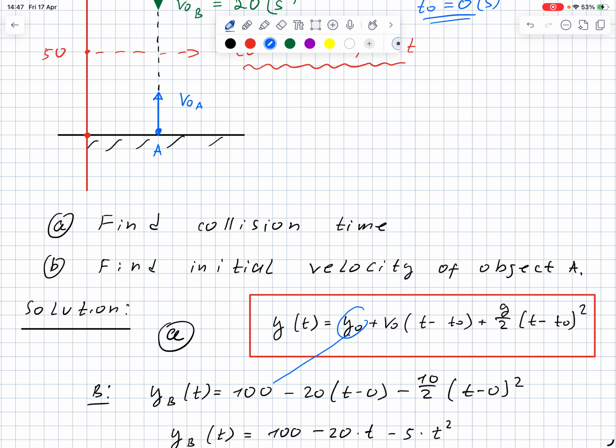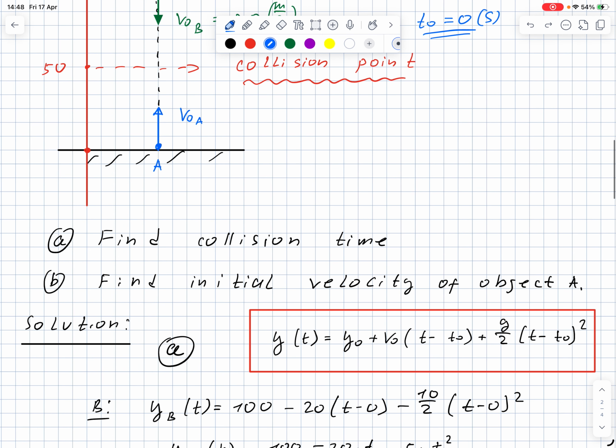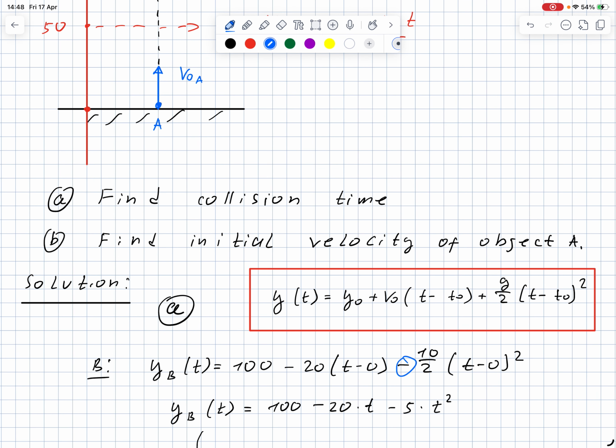Initial position is 100 meters. Initial velocity is minus 20 meters per second. The sign is minus because the direction of this velocity, which is a vector, is in the opposite direction with respect to the y-axis. That's why it's minus. The same goes for the acceleration. The sign also is minus here. As I said before, initial time is 0 seconds. So finally we have this expression for the position function.